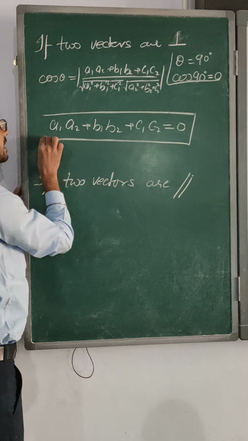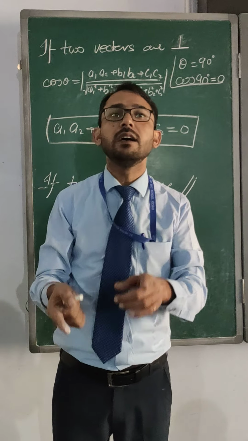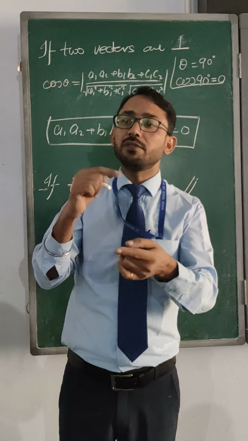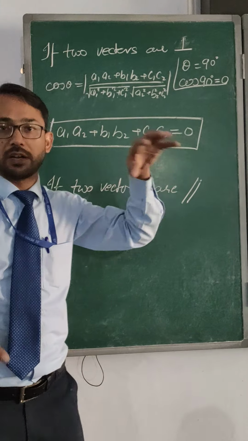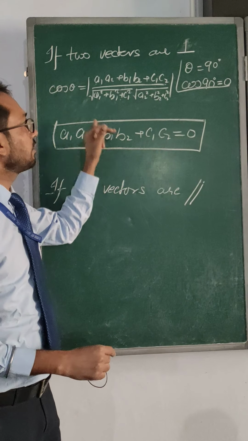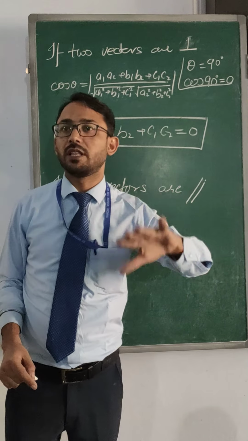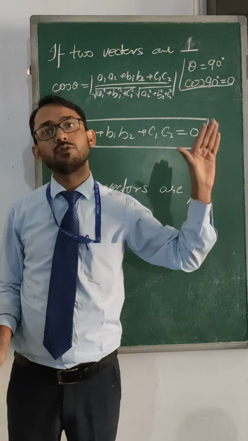Means if two vectors are perpendicular, then the dot product of the two vectors will be 0. Dot product of two vectors is A1 A2 plus B1 B2 plus C1 C2, so that will become equal to 0. Dot product of two vectors will be equal to 0 if the two vectors are perpendicular.